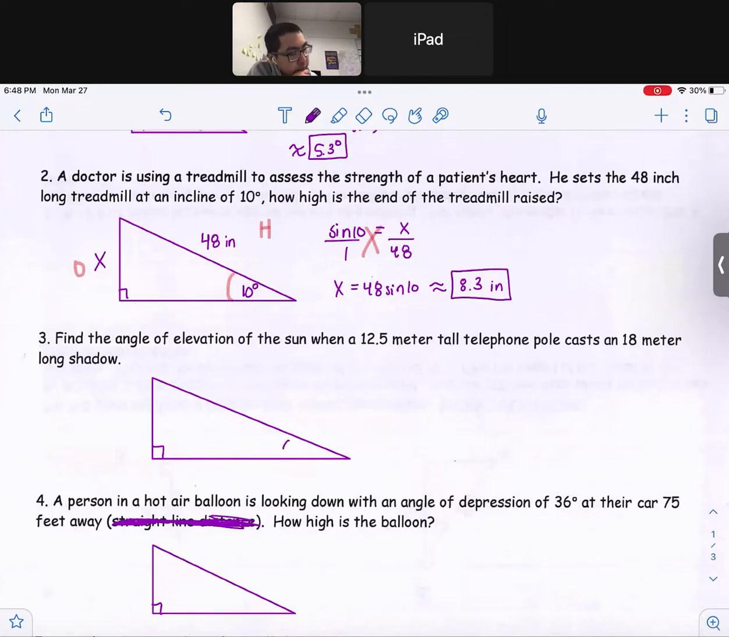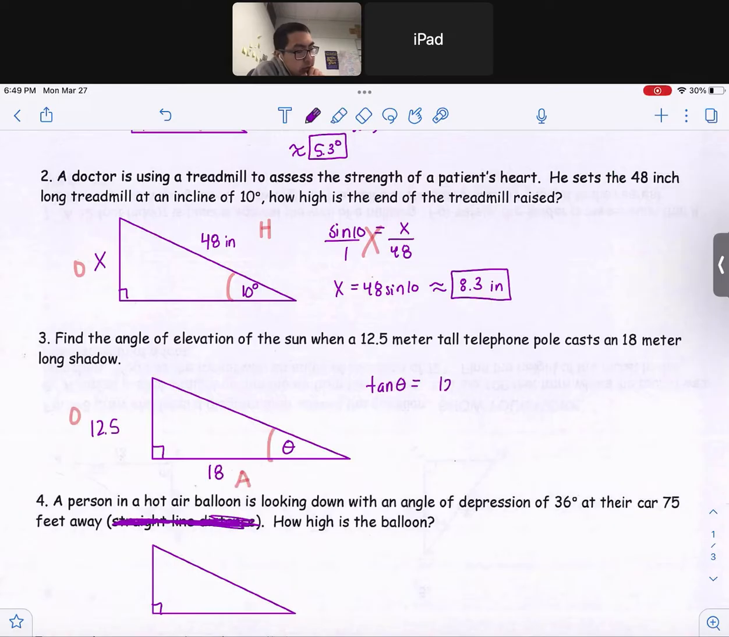Number 3. Find the angle of elevation of the sun. So we're trying to solve for the angle of elevation, which is the angle that's formed with the ground, of the sun when a 12.5 meter tall telephone pole, so the telephone pole is 12.5 meters tall, casts an 18 meter shadow, which is on the ground. In the perspective of this angle, this is opposite and this is adjacent. So we're definitely going to be using tangent.